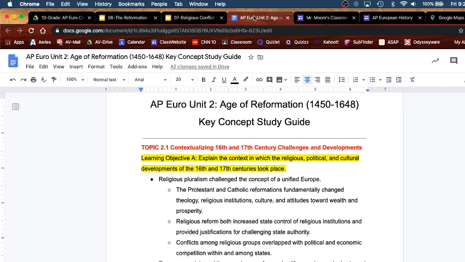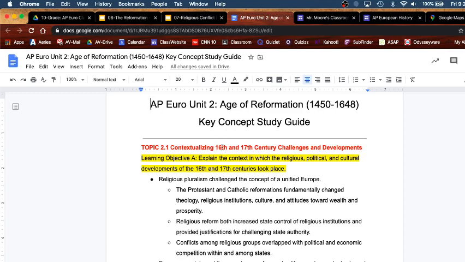So right now, we're going to be studying just topic number 2.1, Contextualizing 16th and 17th century challenges and developments. I like to always remind my students that when you are writing for the AP test, it is really important to be able to use evidence from the right time period. I don't think you ever have to memorize exact dates, but you do have to be able to place people, ideas, and concepts within a century, a 100-year chunk of time.